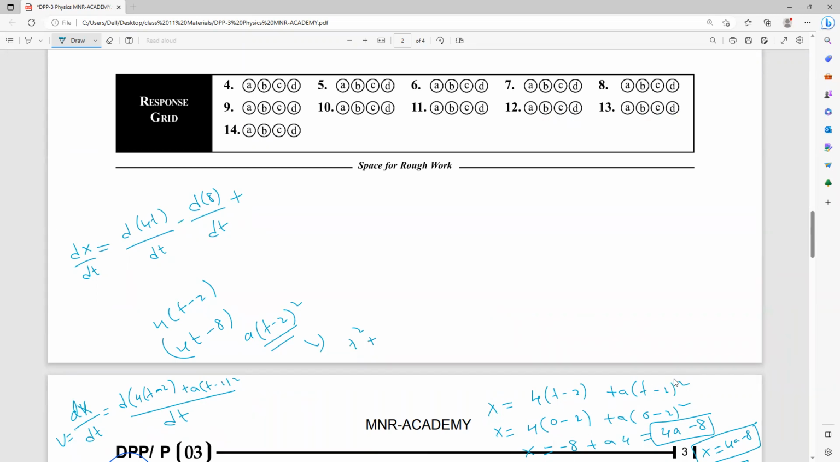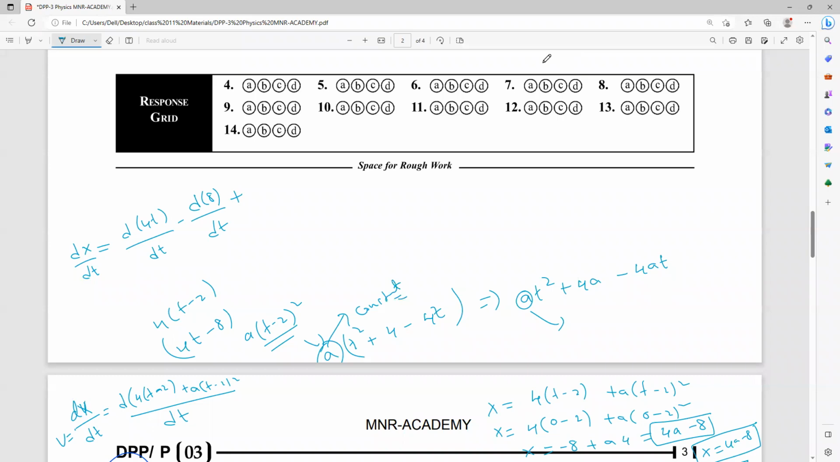What will happen to this one? (t minus 2) whole square means t square plus 4 minus 4t. Is it right? Into a is there, so into a means a t square plus 4a minus 4a t. But here a is what actually? It's a constant. Yes or no?